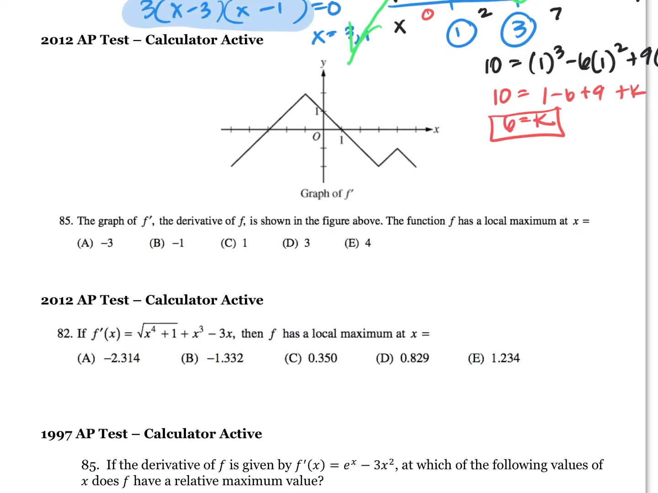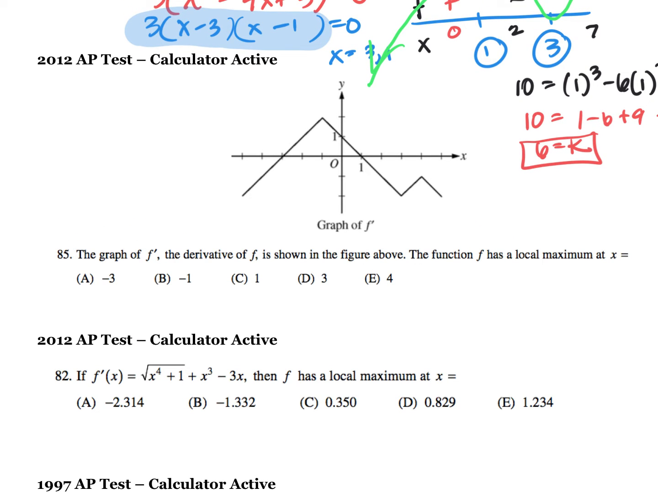Let's take a peek at this graph. They gave us f prime. Before you even look at this graph, let's think about what this means. F prime. They want to know where my function f has a minimum. If this is my function and it looks like this, to have a minimum there, what is f prime doing? Careful. F prime changes to have a minimum.